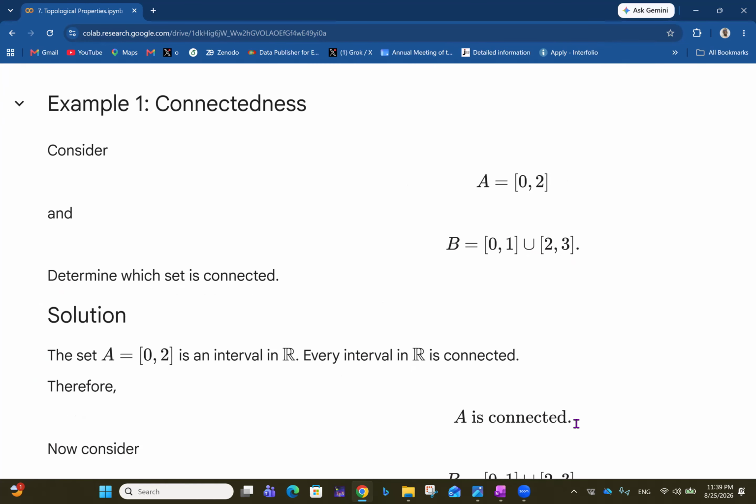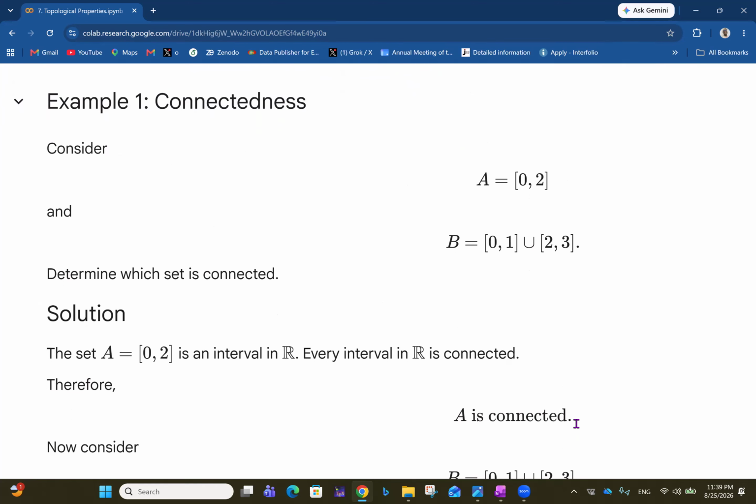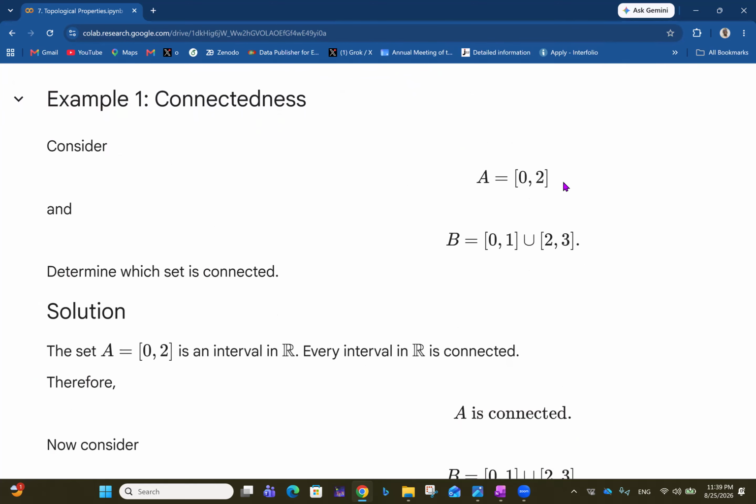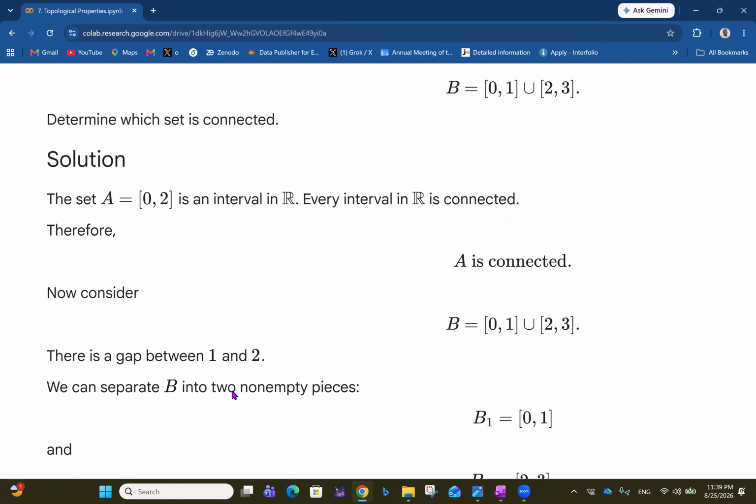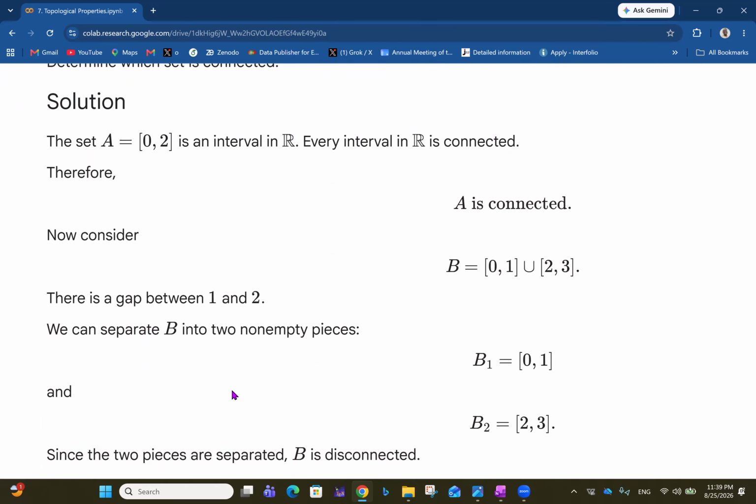So talking about connectedness, let's consider A, which is [0, 2], and B, which is [0, 1] union [2, 3]. Determine which set is connected. The set A, the closed interval 0 to 2, is an interval on the real line. Every interval in R is connected, as we know already. Therefore, we say that A is connected.